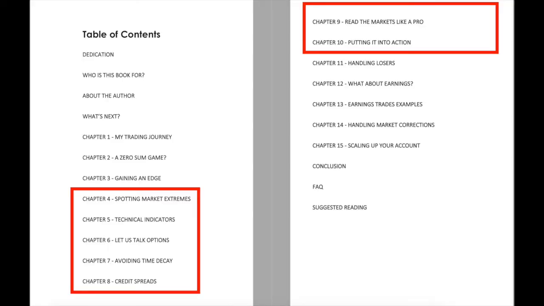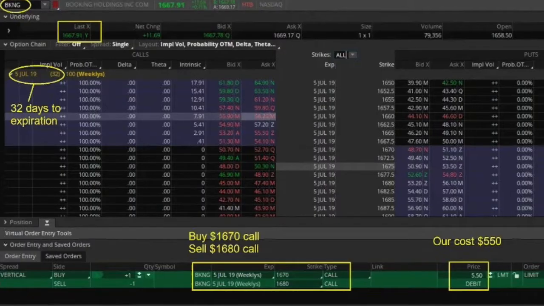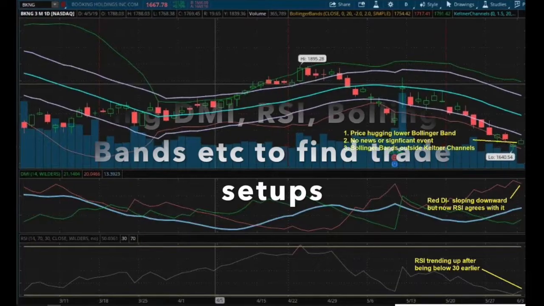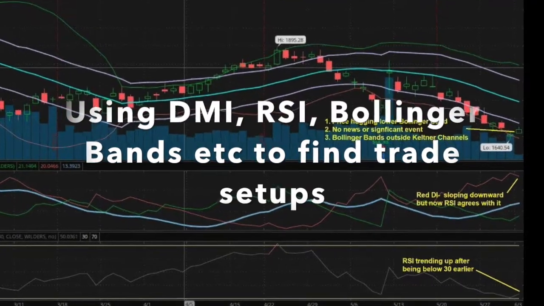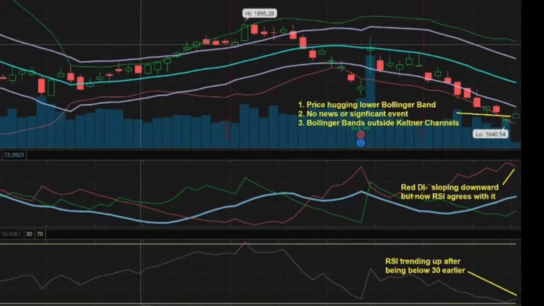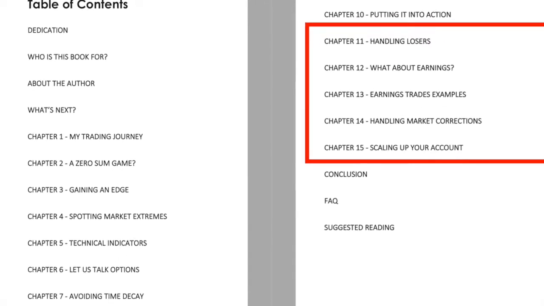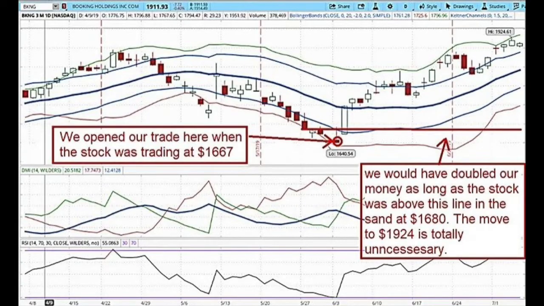The second part goes into the details of technical analysis and options. The author describes in detail what debit spreads are and how to construct them properly. He also shows you how to use a handful of technical indicators to spot trade setups. This is followed by two chapters which go into example after example of trades demonstrating these ideas.